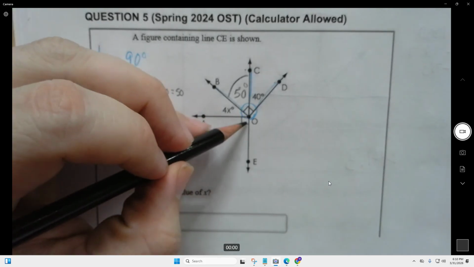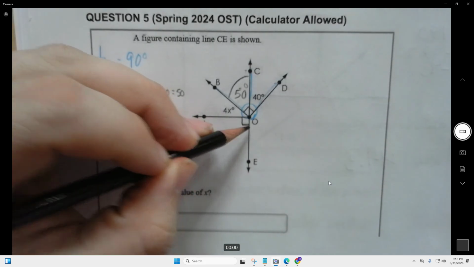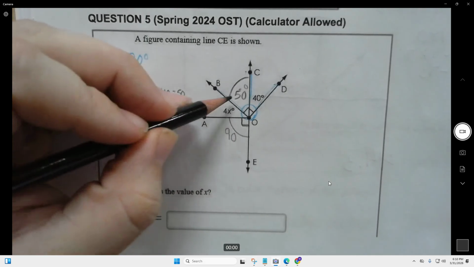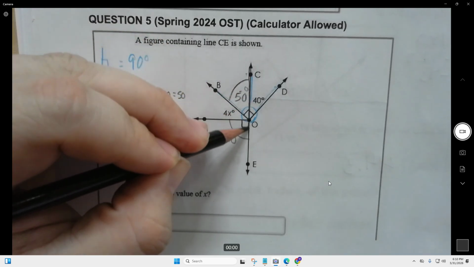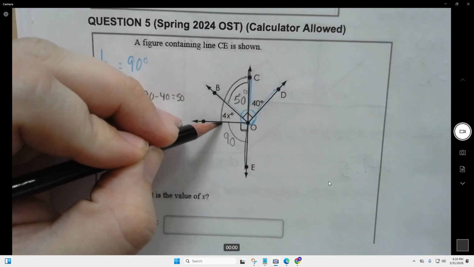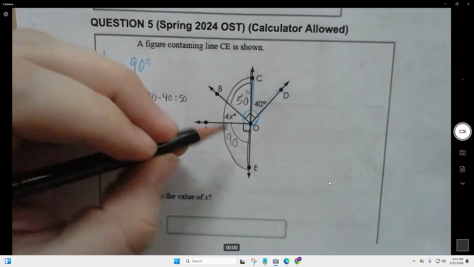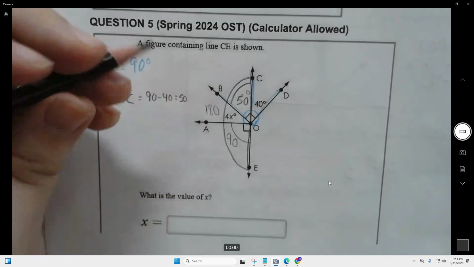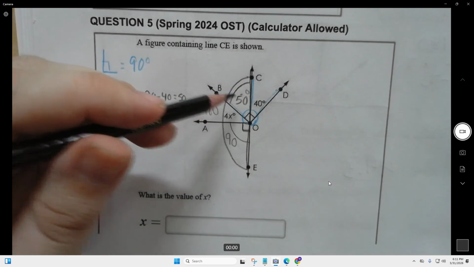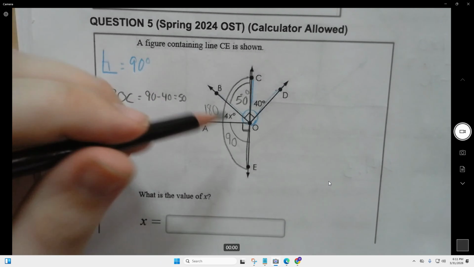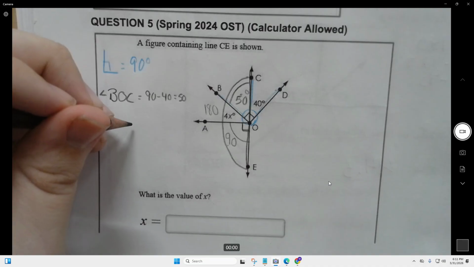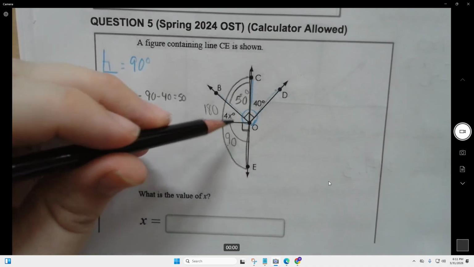Now, we also know that this is a right angle. This is 90 degrees. And we know that this forms a straight line from C to E, meaning that this entire all-encompassing thing is 180. Because it's a straight line, it's a straight angle. So we just have to add all this up. So we have 50 plus 90. What's 50 plus 90? 50 plus 90 makes 140. Okay?